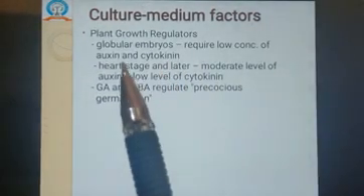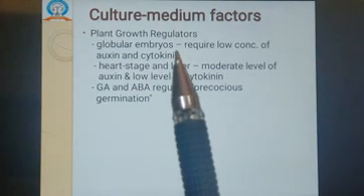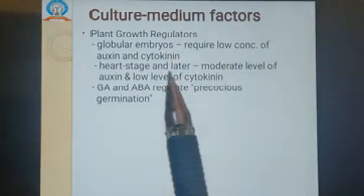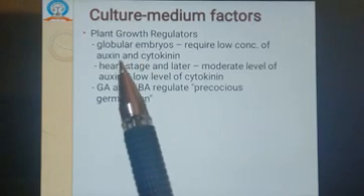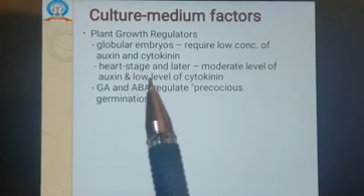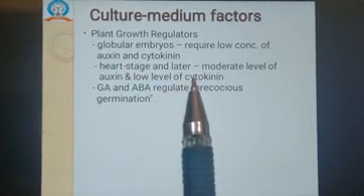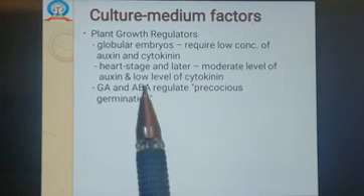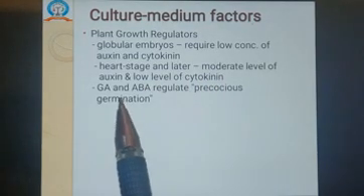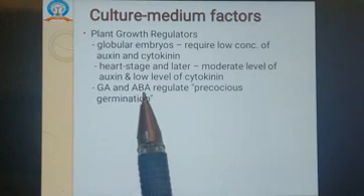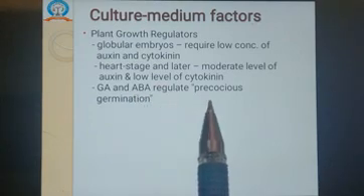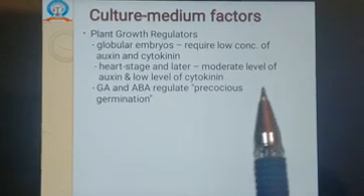For plant growth regulators, the globular embryo requires low concentrations of auxin and cytokinin for growth of the root and shoot. The heart stage and later need a moderate level of auxin and a low level of cytokinin. So gibberellic acid and abscisic acid regulate precocious germination.